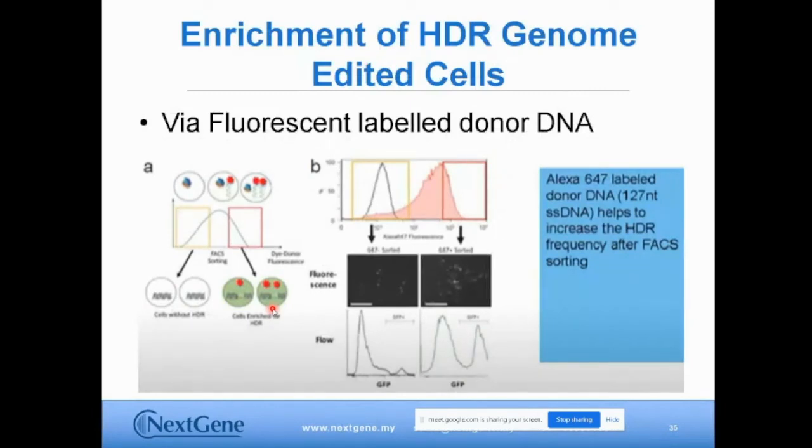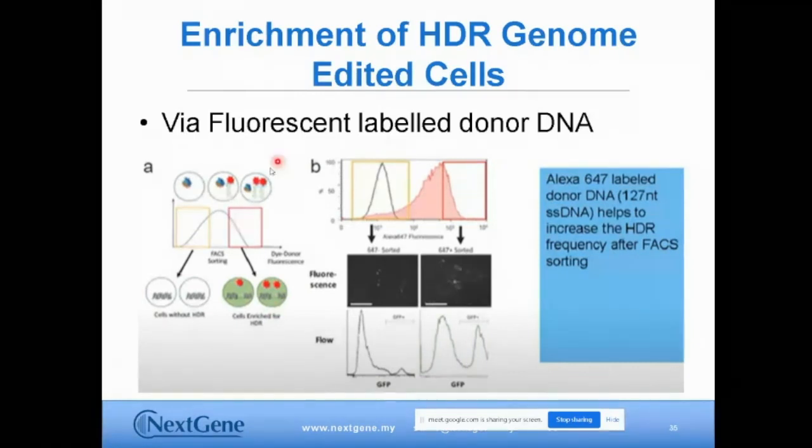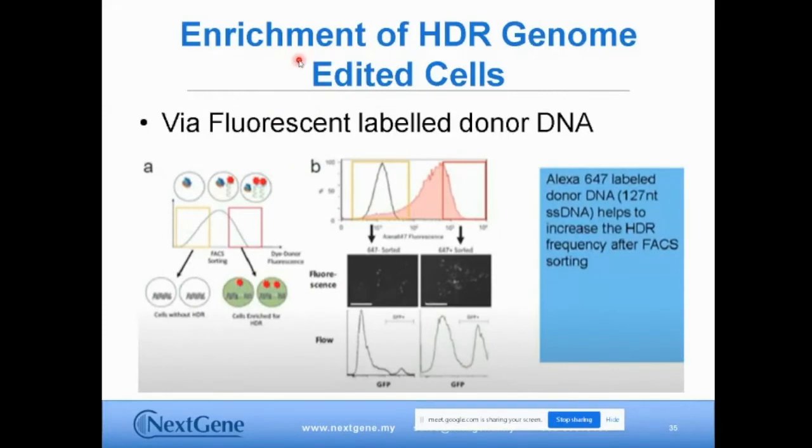So how can we help with the enrichment of the edited cells? As mentioned earlier, you can use co-transfection of a plasmid expressing the fluorescent protein. Another one is, when we are using the ssODN, the single-stranded oligodeoxynucleotide, we label it.